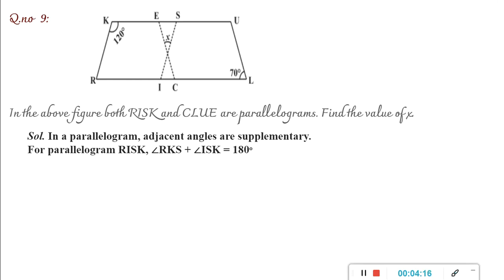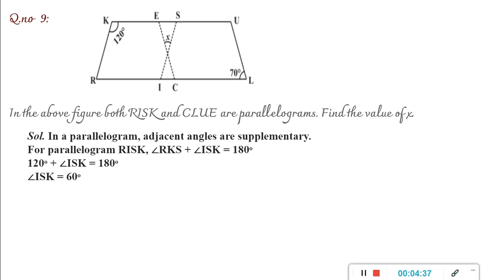So 120 degree plus angle S, that is angle ISK, will be 180 degree. So angle S is equal to 180 minus 120, we will get 60 degree. So here we got angle S as 60 degree. Same way we can find angle E also.